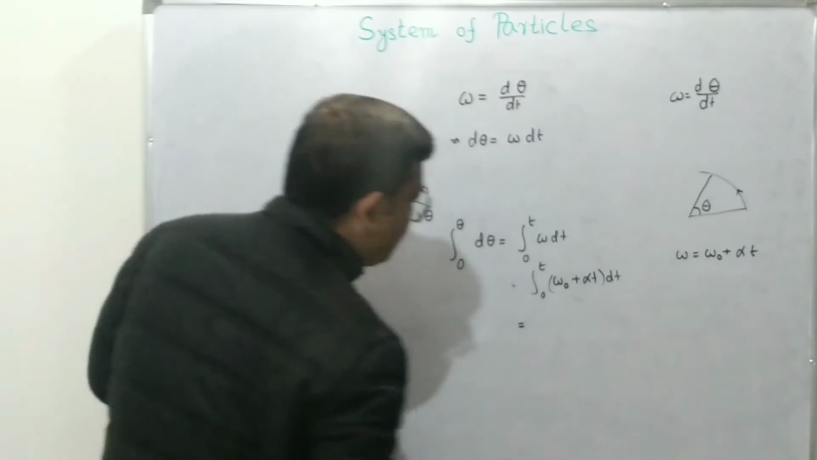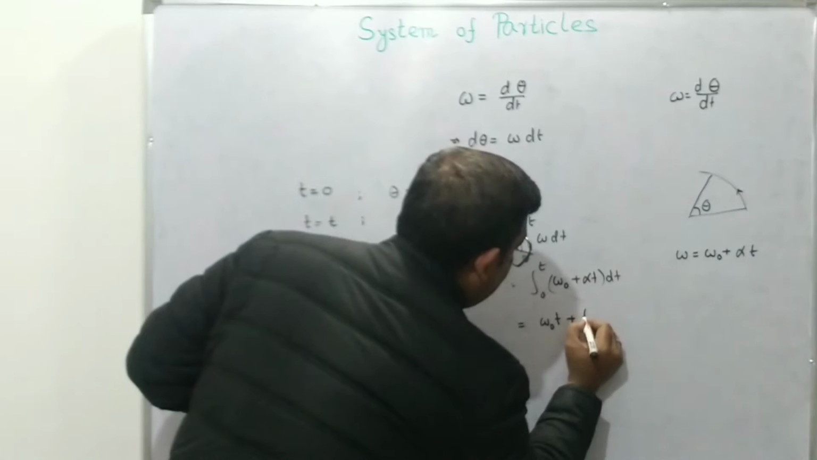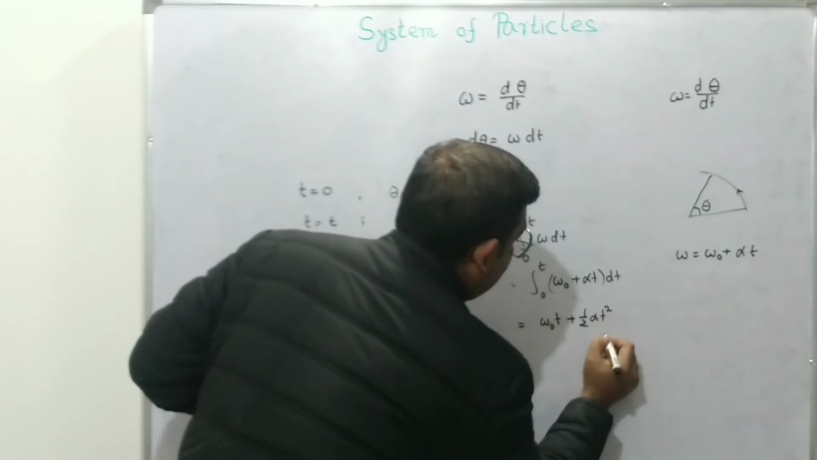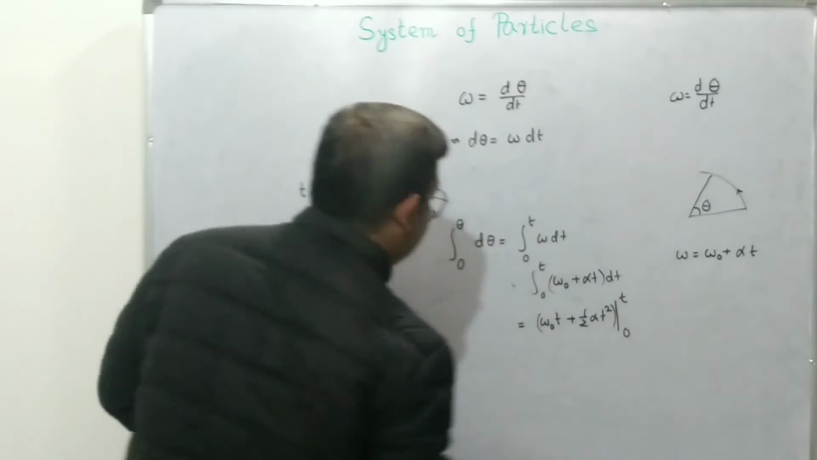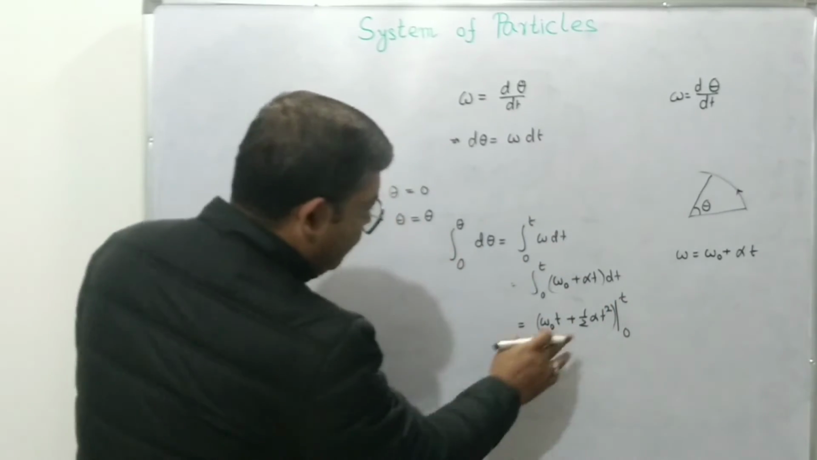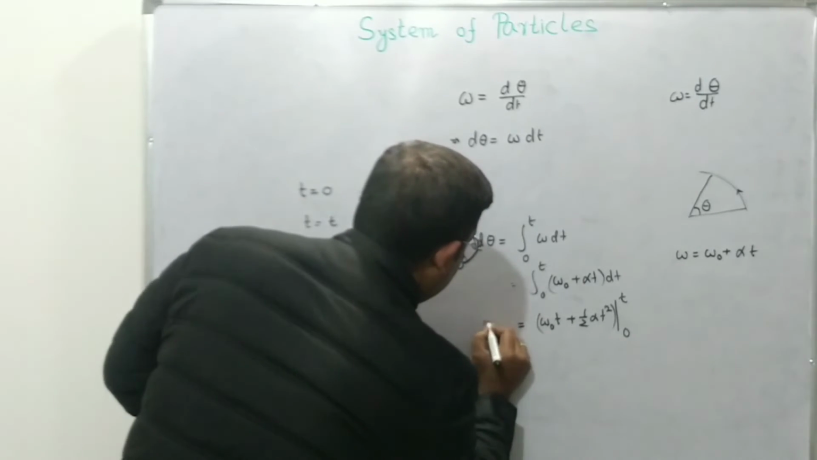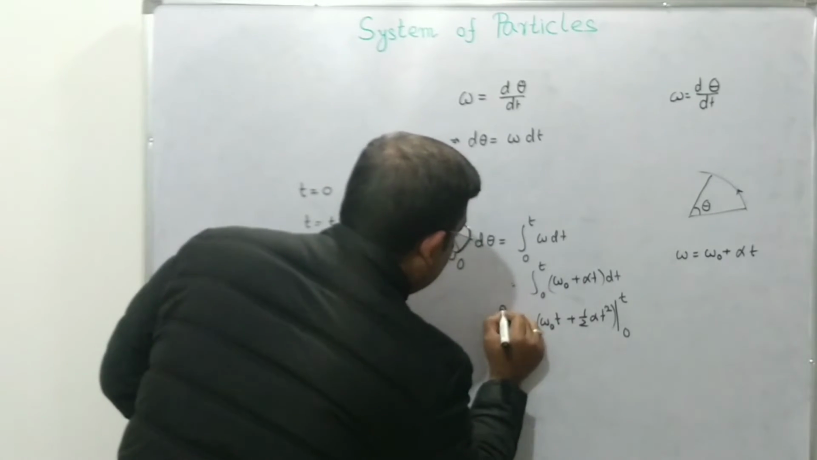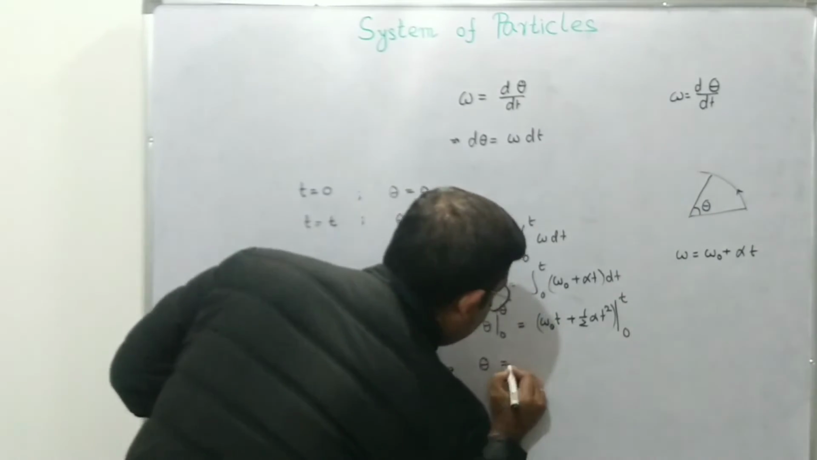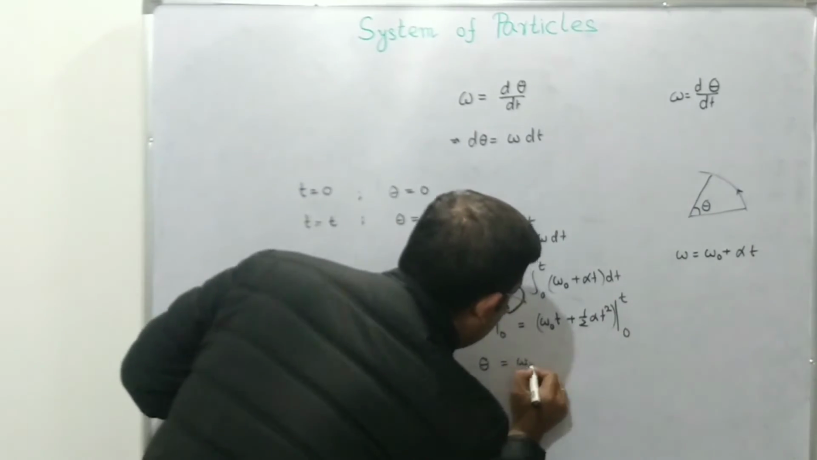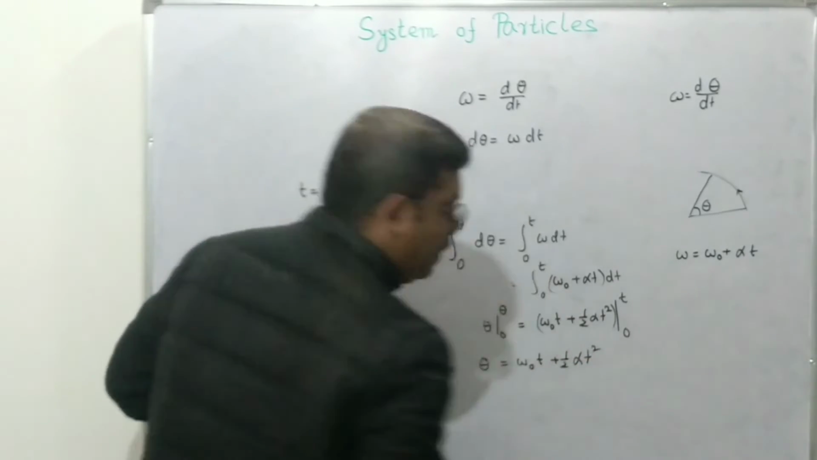which will give us the right hand side as omega naught t plus half alpha t square with the limit 0 to t, and the left hand side will be theta with limit 0 to theta. So theta, the angular displacement, will be given by substituting the values. We get theta equals omega naught t plus half alpha t square.